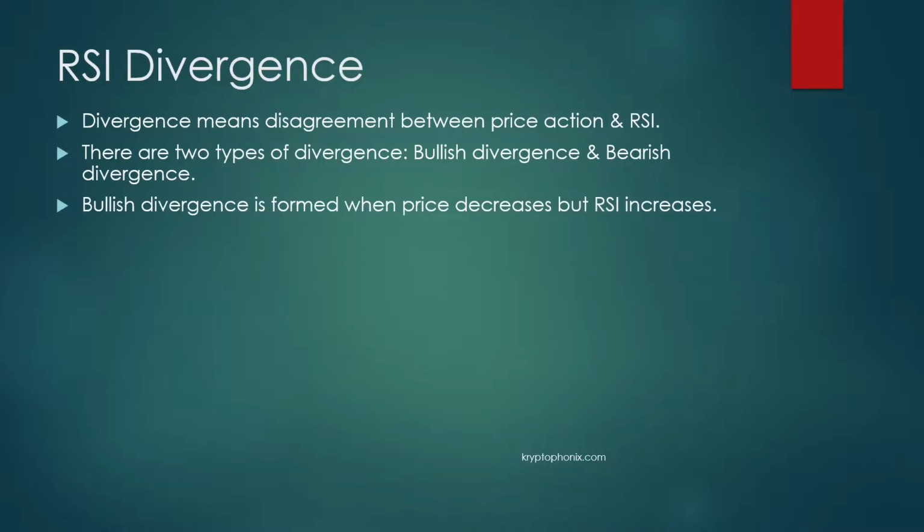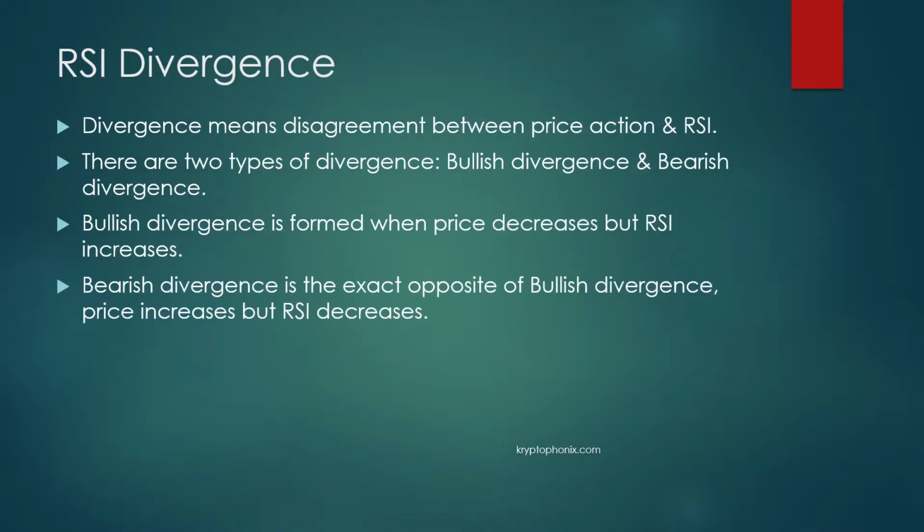A bullish divergence is formed when price moves down but RSI increases. In such a setup, price makes lower lows and RSI makes higher highs. Bearish divergence is the exact opposite of bullish divergence. In this case, price increases but RSI falls down.